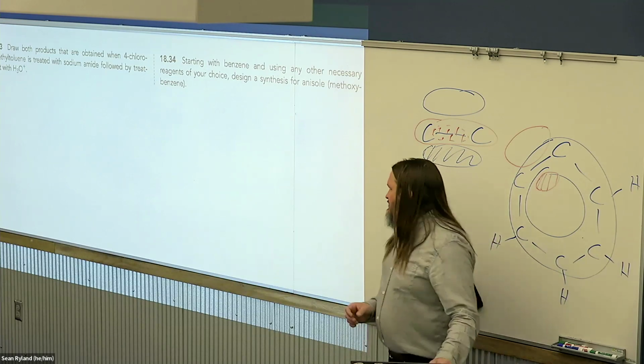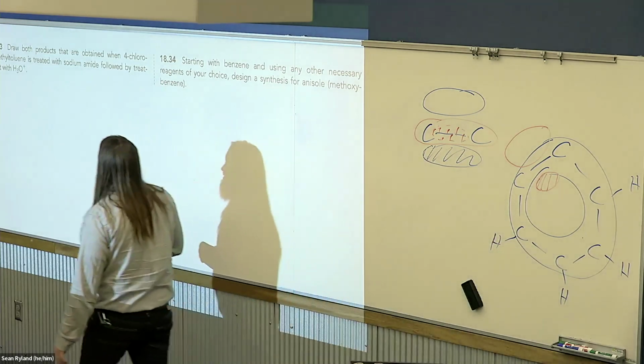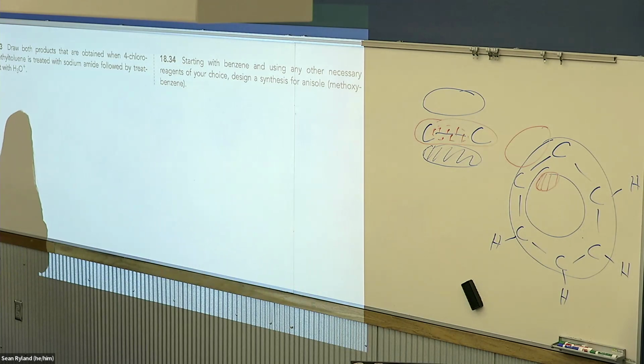All right, so let's do some practice with these. We've got a whole bunch of aromatic reactions now. We've got 4-chloro-2-methyl-toluene treated with sodium amide and high temperatures.